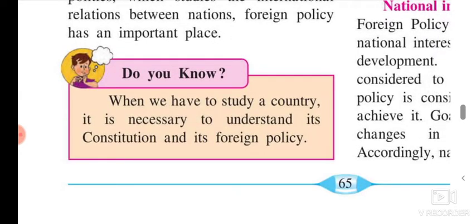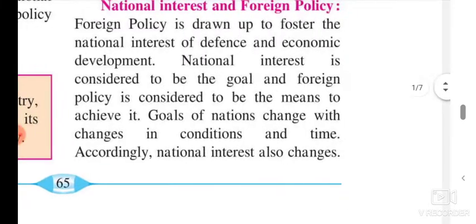We have a box over here. Do you know? When we have to study a country, it's necessary to study the constitution and its foreign policy.